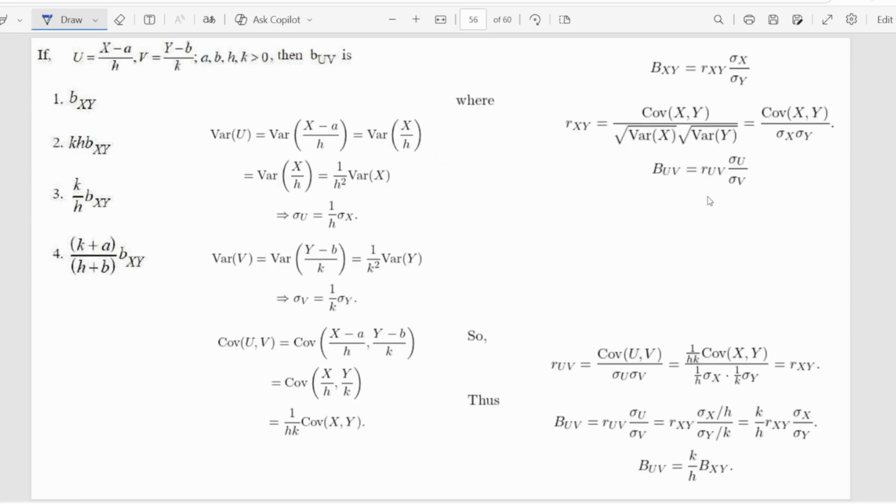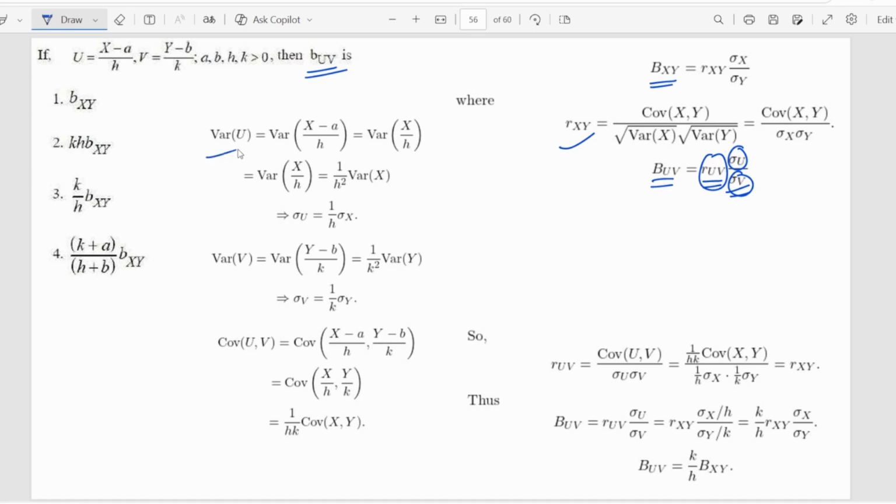Okay, let's get started. Implicitly speaking, when we look at this quantity for the original variables, it's essentially the correlation coefficient of them multiplied by the ratio of standard deviations. So this is the correlation coefficient and these are the standard deviations. Similarly, for the new set of random variables, this would be the correlation coefficient between them multiplied by the ratio of their standard deviations. Now all that needs to be done is we compute this quantity and this quantity.